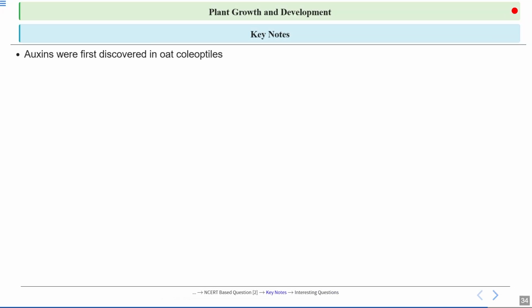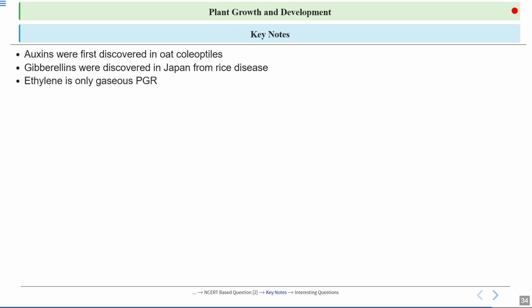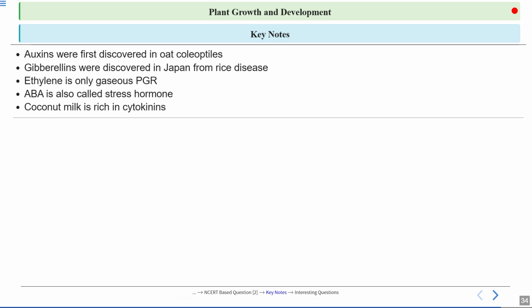Now, let us see some keynotes. Auxins were first discovered in the oat coleoptile. We have seen this in the discovery part of the auxin. Gibberellins were first discovered in Japan from the rice disease, foolish seedling. Ethylene is the only gaseous plant growth regulator known. Abscisic acid is also known as the stress hormone. Coconut milk is rich in cytokinins, right?